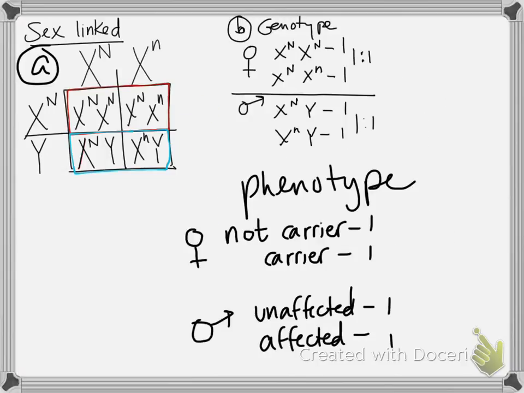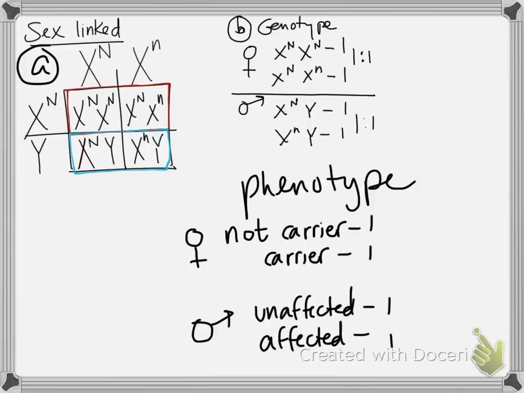Okay, so for the females, the phenotypes, there are 2 phenotypes for females. There's not a carrier and carrier. You could put affected in there, but the odds against a female being affected are so slim. For a female to be affected, she would have to have an affected father and a carrier mother. Now, plenty of male hemophiliacs do live long lives and reproduce, have kids.